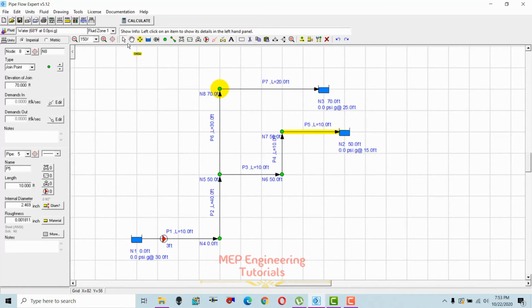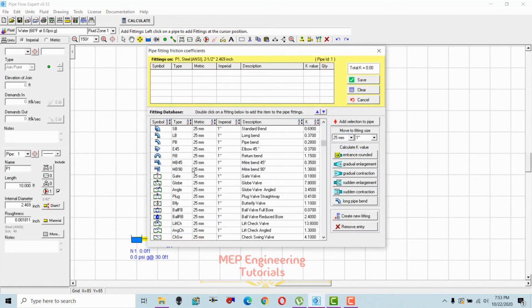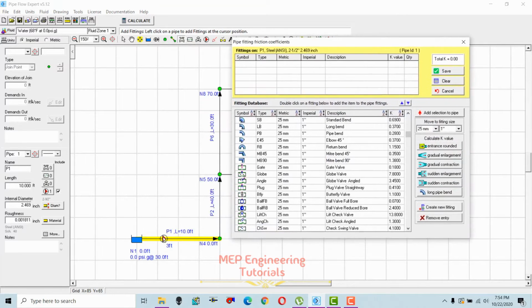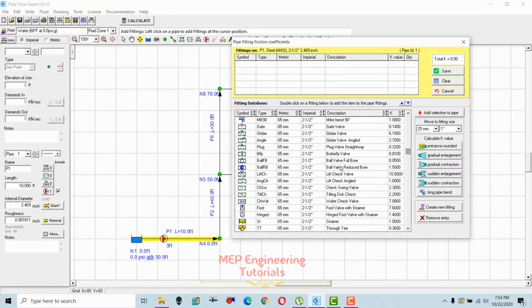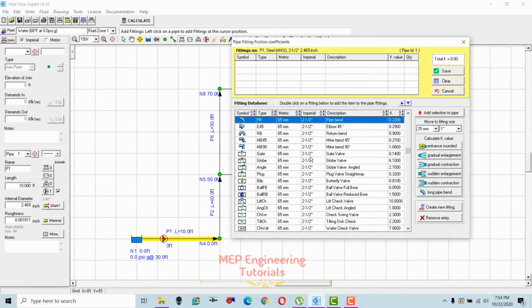How we can place them: just select the pipe segment and go to add fittings. Select this one and select the pipe segment in here. You can place the fitting in here. As you can see on this pipe segment, I will keep one gate valve in here. You can see that this is 1 inch size in here, so we have selected 2.5 inches. Still schedule 40 pipe, you can see in here. I'm going to place one gate valve in here.